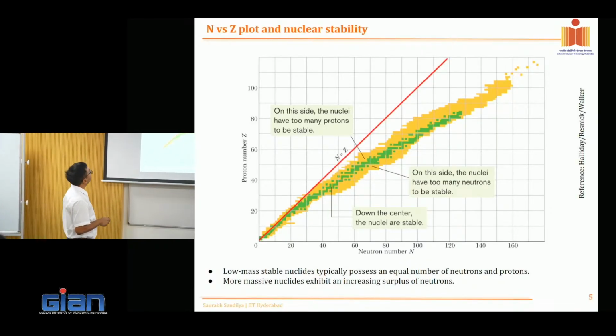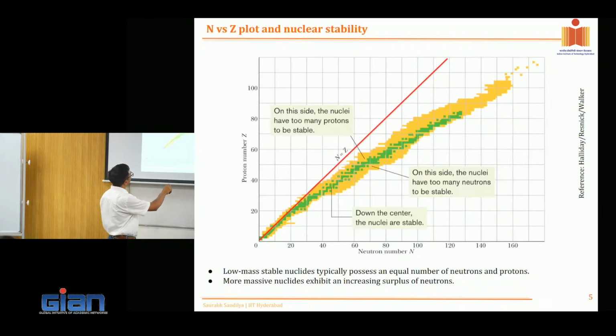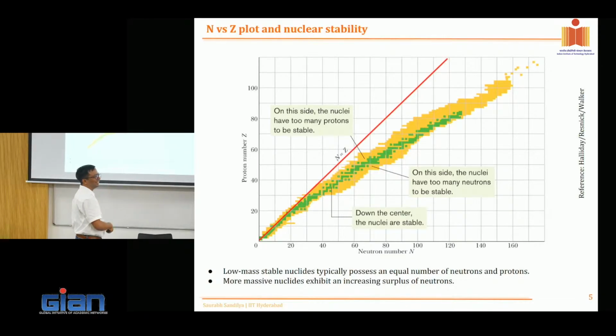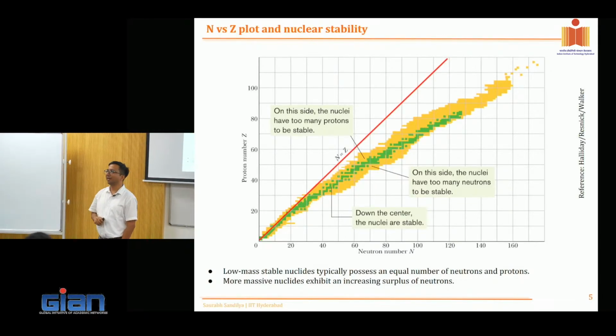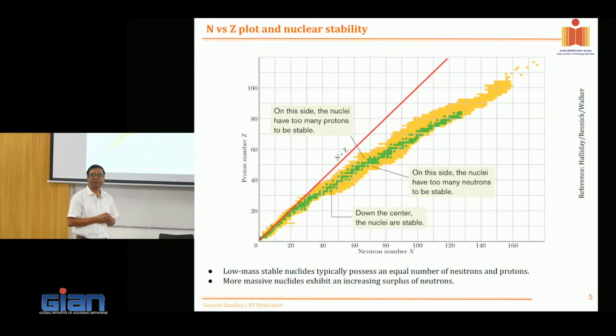What do you see from this side? If I mentally draw a horizontal line, the right side of this will have higher neutrons, and this side will have higher protons. So how do you go back to stability? If you have higher neutrons, you go through beta minus decay, a neutron converting to proton. On this side, you need beta plus, a proton converting to neutron.